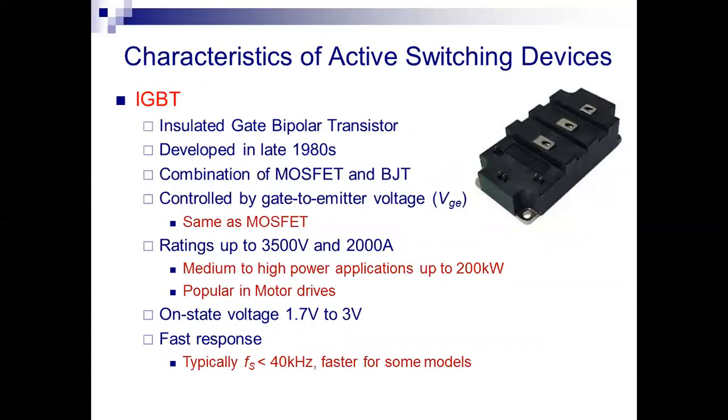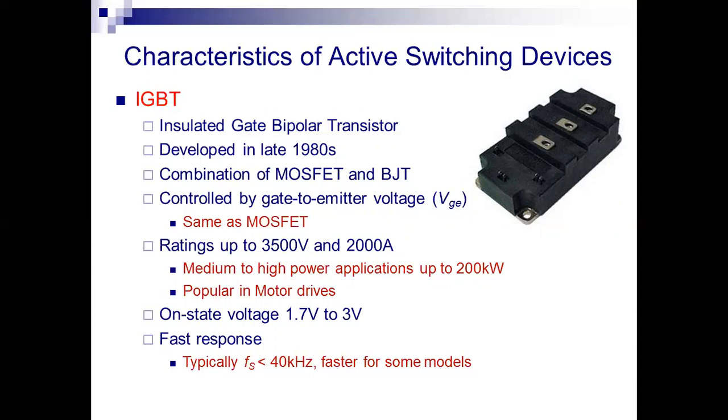Next one, characteristics of the IGBT. IGBT, insulated gate bipolar transistor, developed in the 1980s. The IGBT is a combination of the MOSFET and BJT. The advantages of both are considered here, and the drawbacks of the MOSFET and BJT are turned into advantages and developed into the IGBT, controlled by gate to emitter voltage.